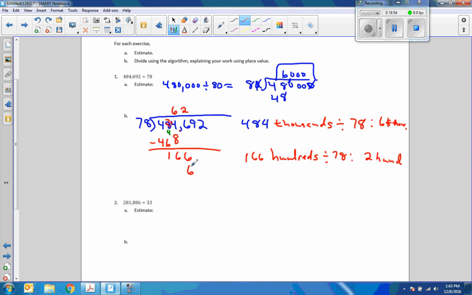2 times 8 is 16. Carry the 1. Let me do it in a different color down here. 2 times 7 is 14, plus 1 is 15. Subtract, get 10. Bring down the 9. This is 109, and there's only 1 zero remaining, so that's tens. We're going down 1 each time. Thousands, hundreds, tens. Divided by 78 will yield, 78 goes into 109 once, so that's going to be 1 ones.